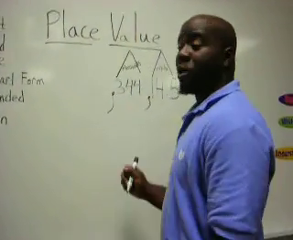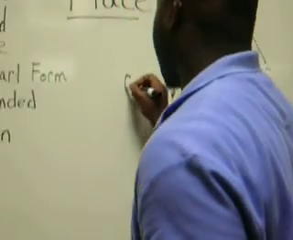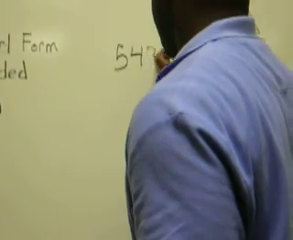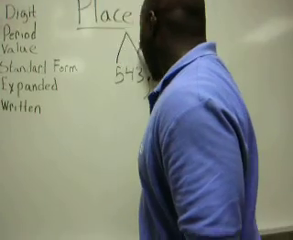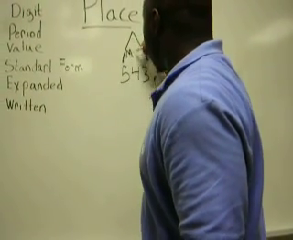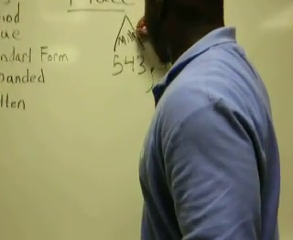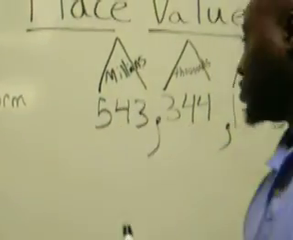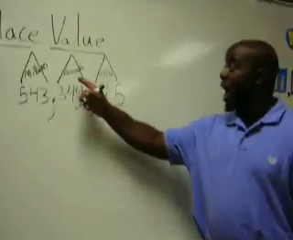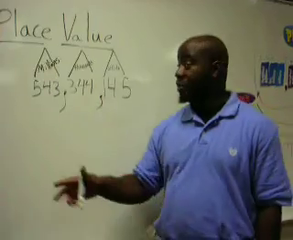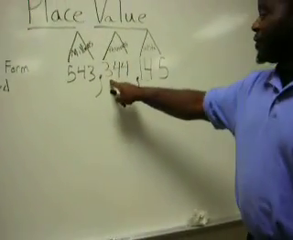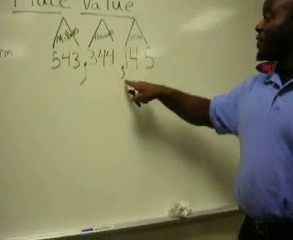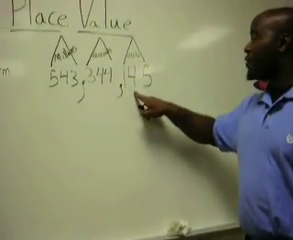So let's go on to our next period. And some more numbers are thrown in here. Now this next period with these 3 digits is called the millions. Okay, so we have our millions, thousands, and our units. Let me read this number to you. 543,344,145.